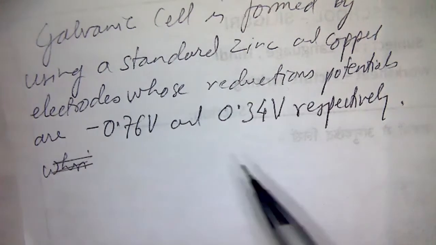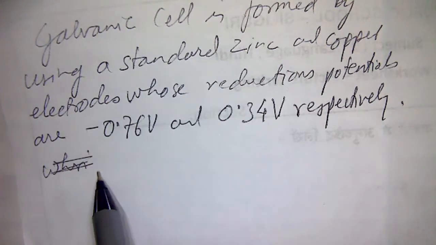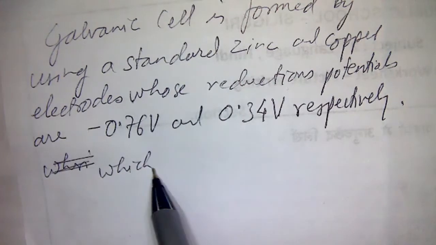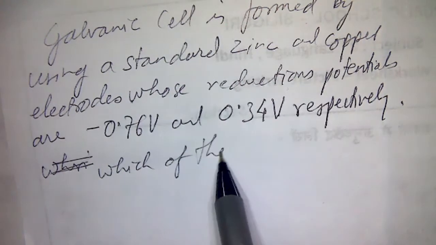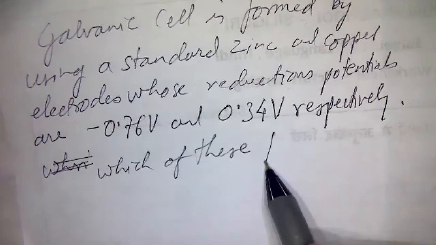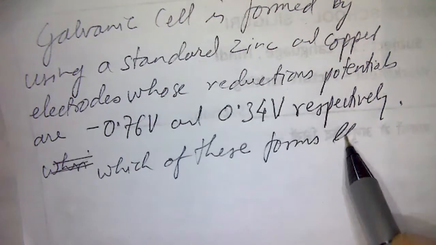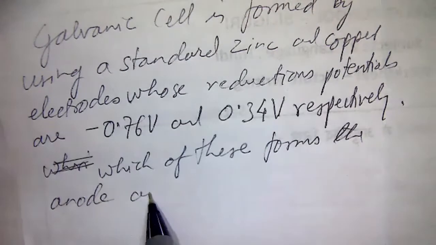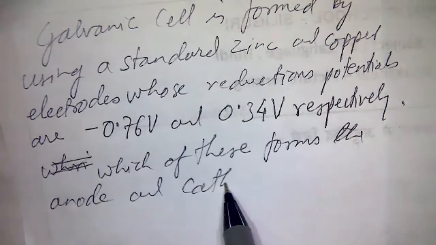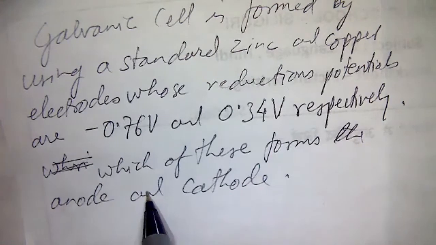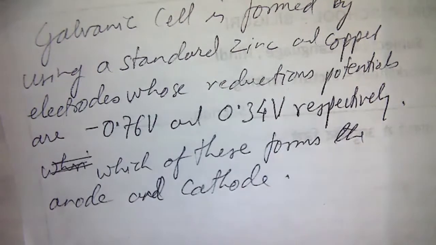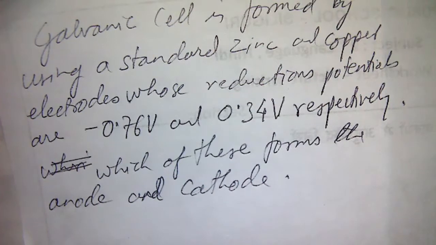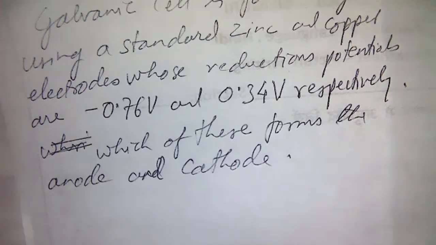So let's take it this way. Which of these forms the anode and cathode? Out of these two, which of them will form the anode and which will form the cathode? That means copper and zinc. Whether copper will form the anode or zinc will form the anode, that we have to mention.